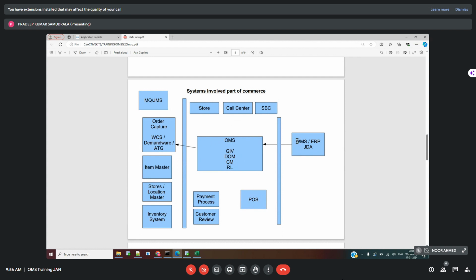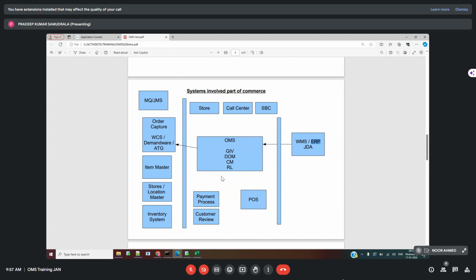And on the other side, we have WMS, which is what you call the warehouse management system. JDA is also one more warehouse management system which is available in the market. And ERP is also one more application. I guess it's an ERP tool which we have in the market, which can be used instead of WMS. So these are all the different systems which are involved as part of the entire order flow.